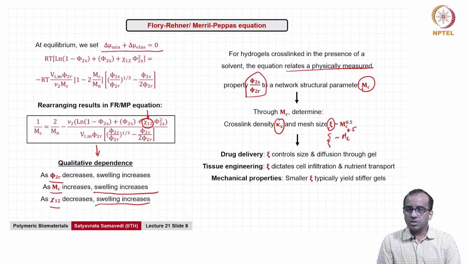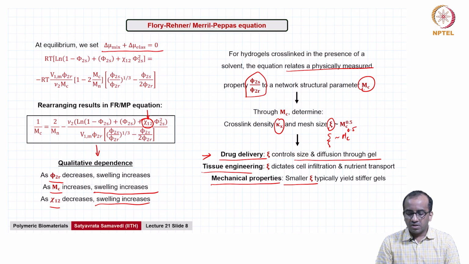And that is important because mesh size, which is again something you can physically visualize, will control the ability of the hydrogels to be used in a wide variety of applications. For example, in drug delivery, mesh size will control the size and diffusion of biomacromolecules and therapeutic proteins through the gel. In tissue engineering, the mesh size will dictate cell infiltration and nutrient transport. And of course, in high performance biomedical applications, the mechanical properties are also impacted by the mesh size. Typically, a smaller mesh size will lead to stiffer gels.